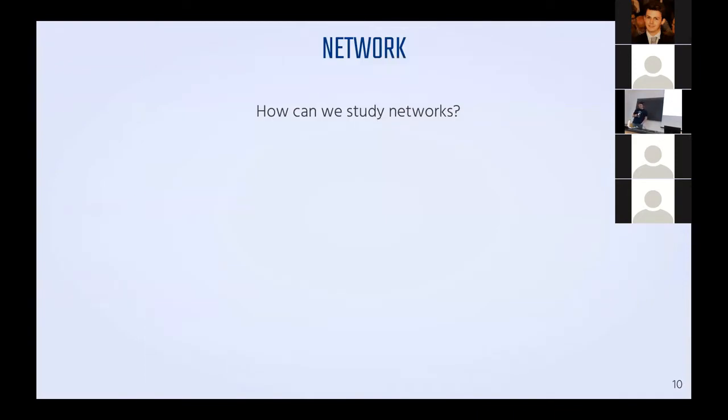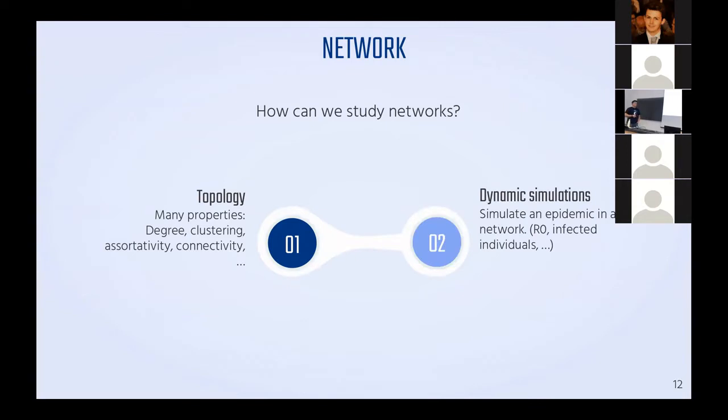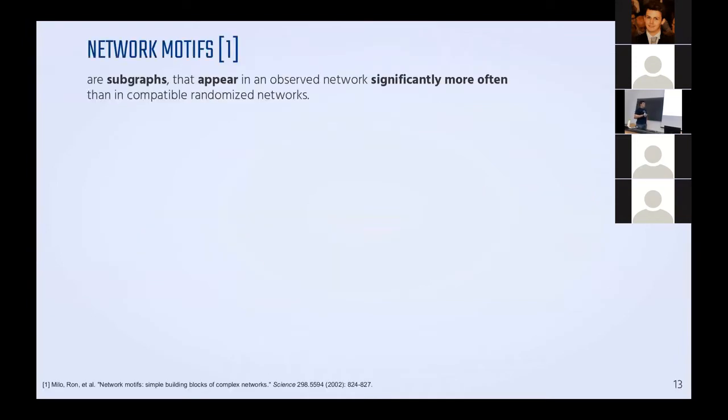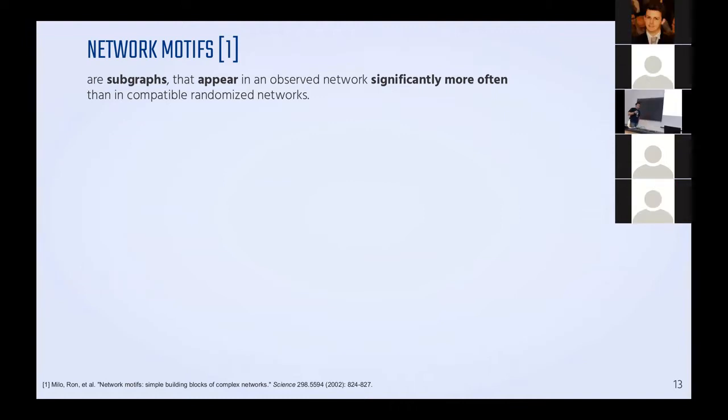So how can we study networks? Well, first, we can study the topology of networks, like the degree, the clustering coefficient, assortativity, connectivity. There is a lot of stuff. On the other hand, we can run simulations on the network, like trying to see what happens if we simulate an epidemic in a network, or what happens in terms of the number of infected people, and so on. Another way to study networks is to study the motifs of a network. What is a motif? A motif is a substructure of a network that appears significantly more often compared to random graphs.